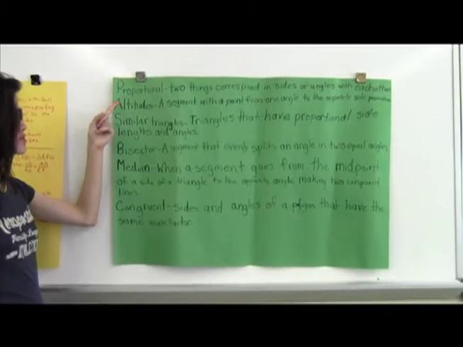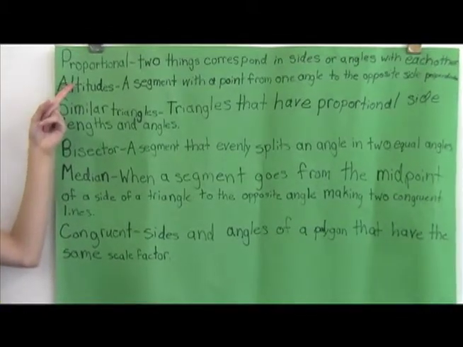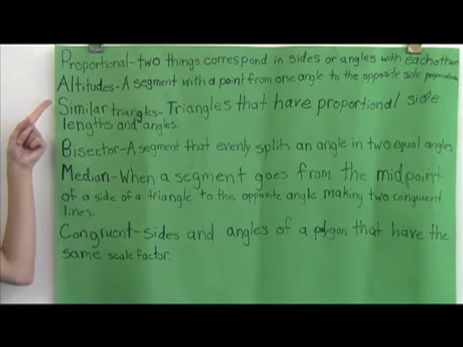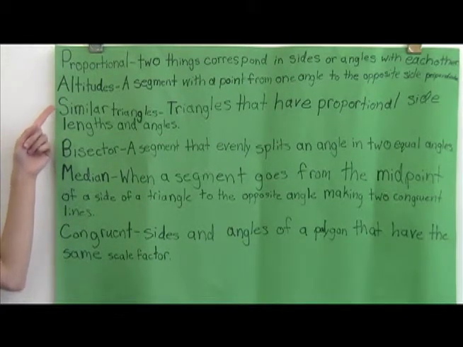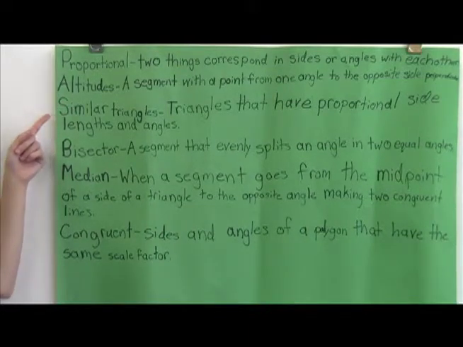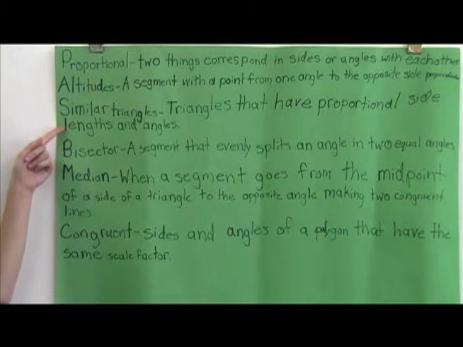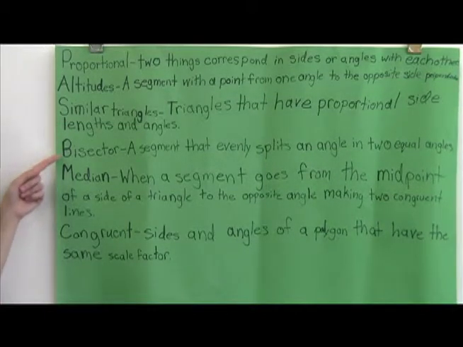Proportional: two things correspond in sides or angles with each other. Altitudes: a segment from one angle to the opposite side, perpendicular. Similar triangles: triangles that have proportional side lengths and angles.